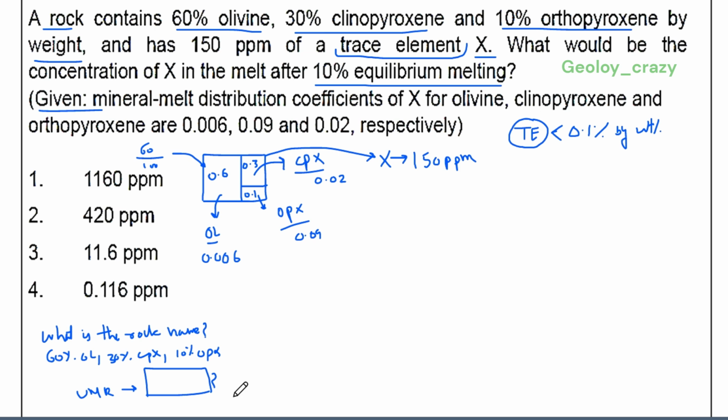Now coming back to the things that we are understanding. So now this rock, okay, now this means this 150 ppm is distributed in this way, in the whole rock. Now this rock is now melted, and we are getting a new liquid.